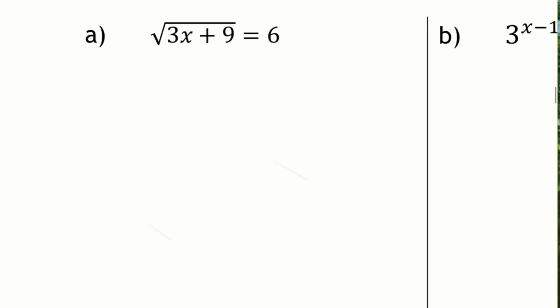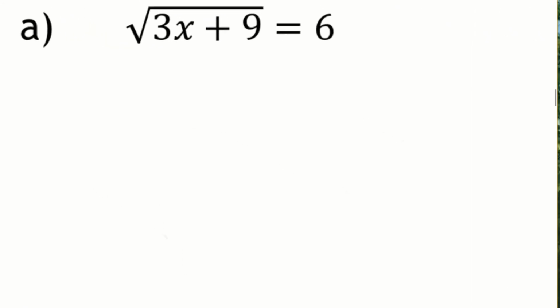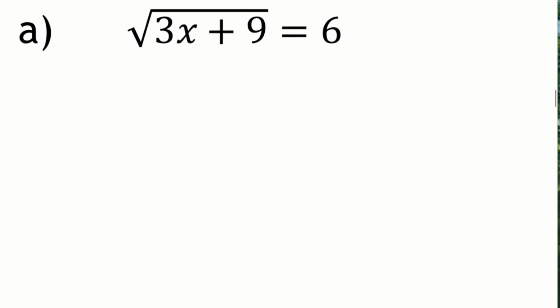So in part A of this three-part question, we're asked to solve this equation. And when I look at it, I can see I'm taking the square root of something. I'm taking the square root of this expression, 3x plus 9. And when I take the square root of that expression, I'm getting an answer of 6. So because I understand squaring and square root, right?